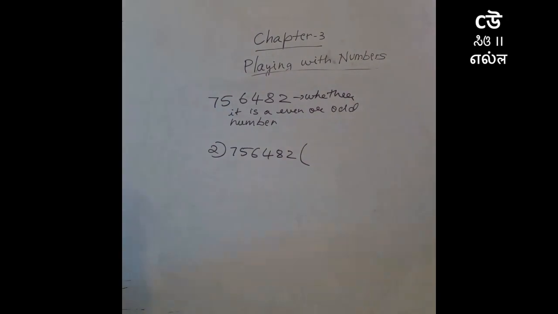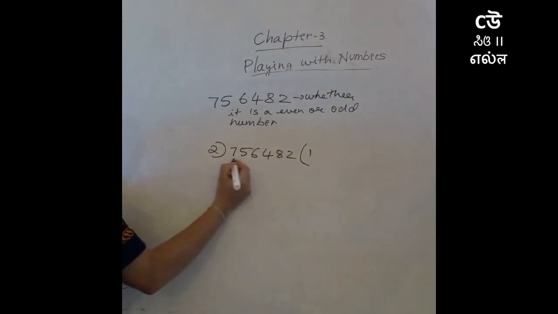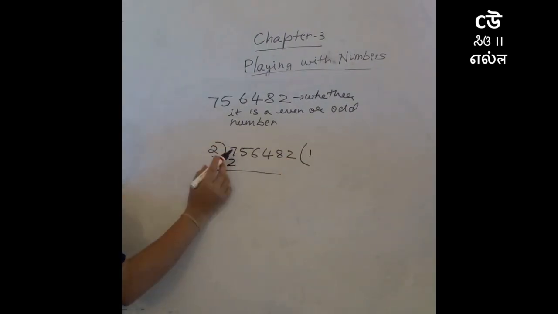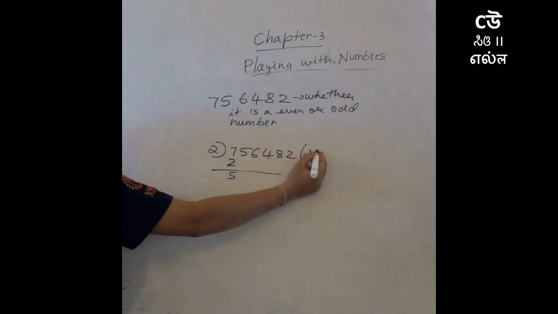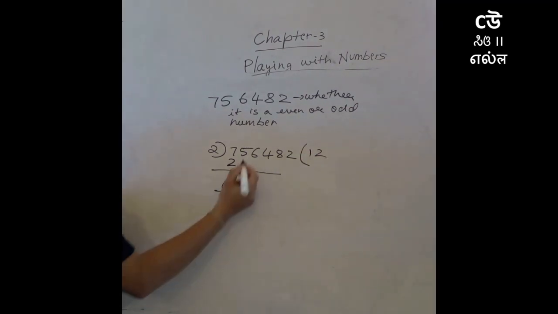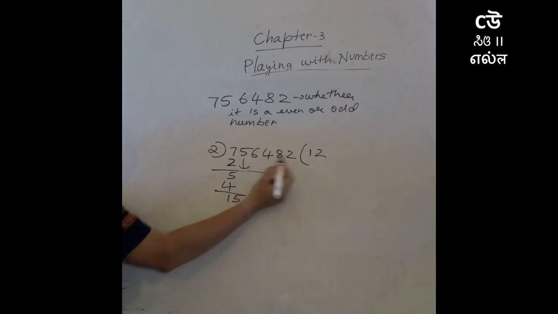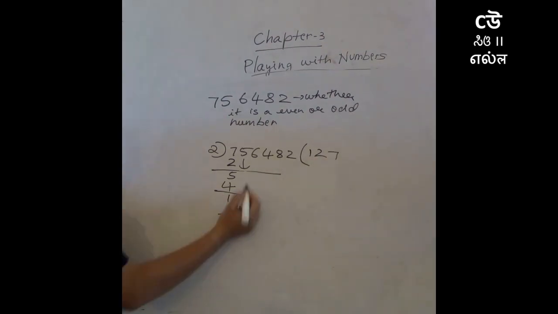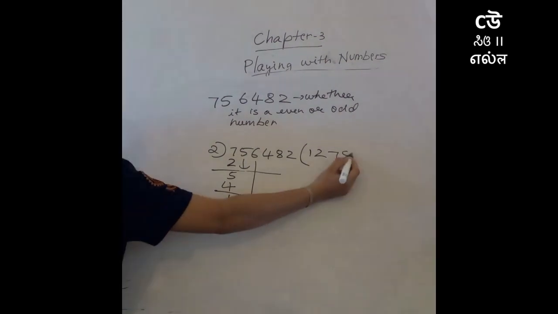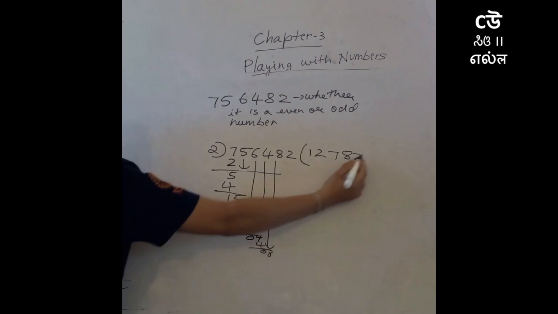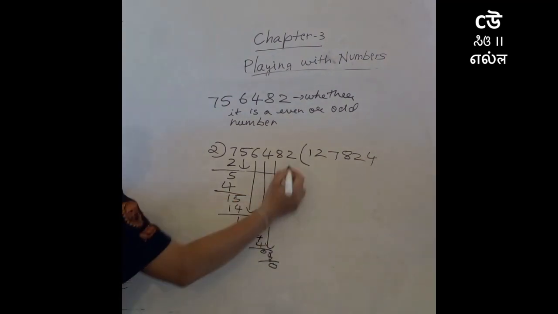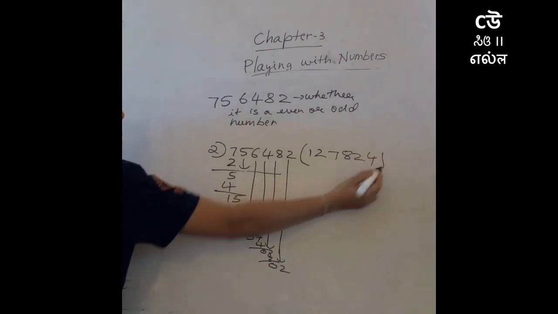So, what is the answer you will get? 2 ones are 2. Take single digit. Okay. So, 7 minus 2 is how much? 5. Next, 2 twos are 4. Then you'll get 1 as the remainder. Then 5 you can take. 2 sevens are 14. 1 as the remainder. Then 6. 2 eights are 16. Then 4. 2 twos are 4. Then you have 8. 2 fours are 8. Next 2. So 2 ones are 2.